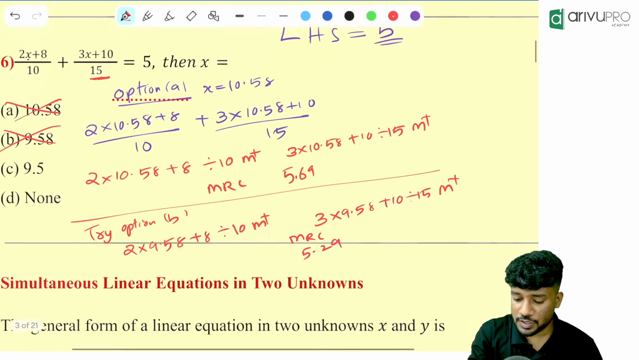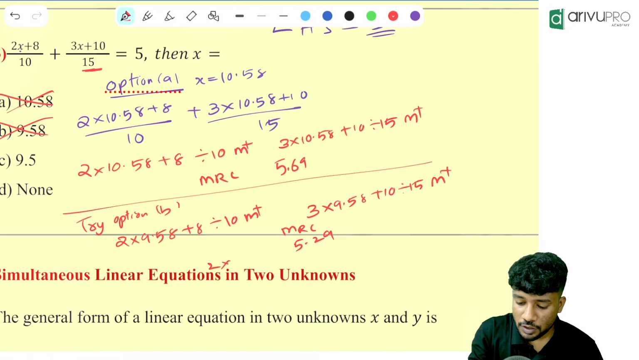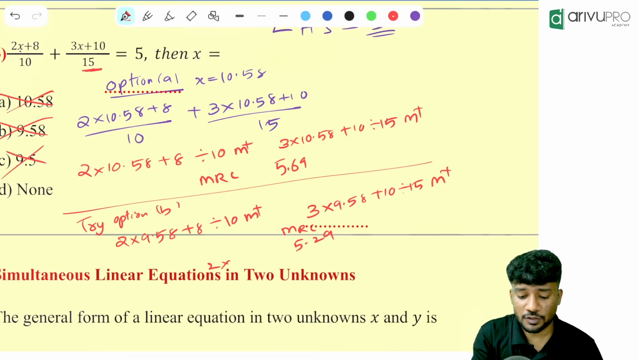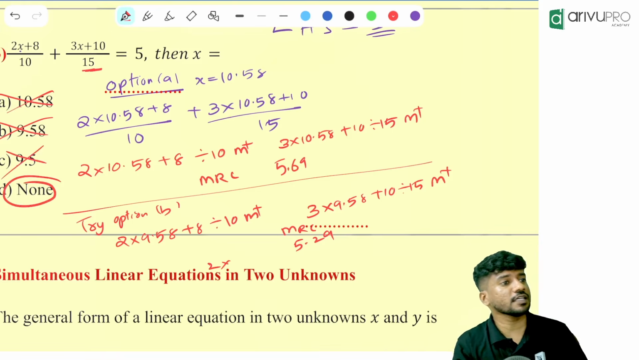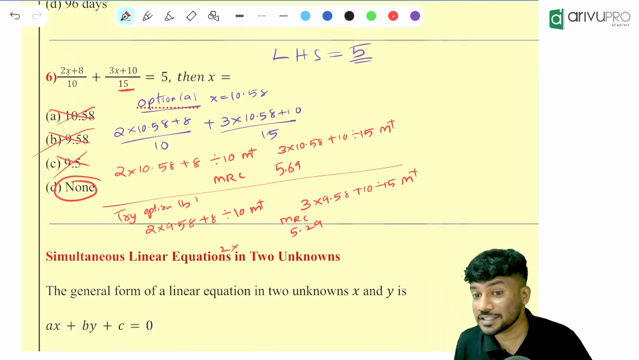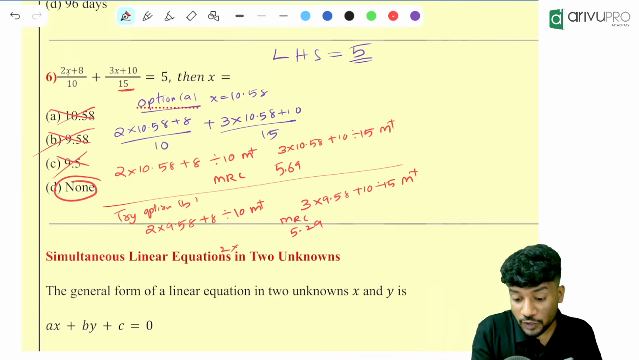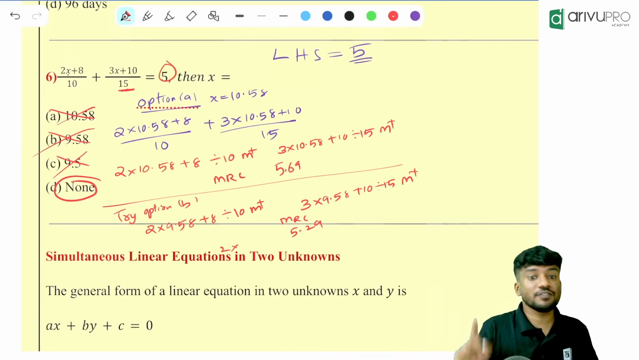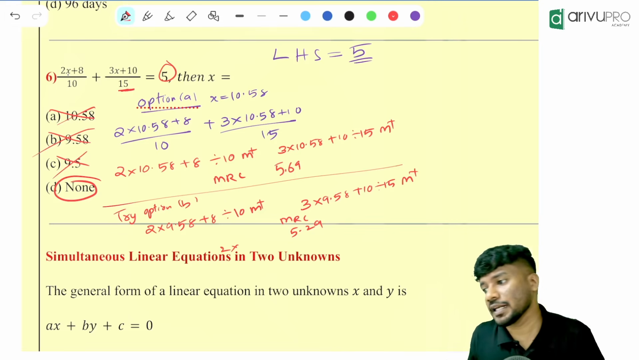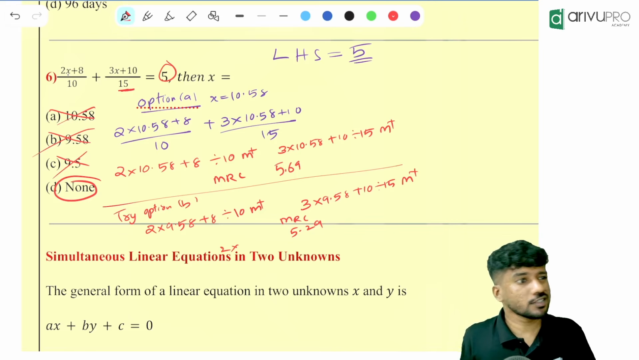Try option C. 5.266. That means option C is also wrong. Which is the only possible answer then? Option D is your answer. Understood? The decimal values are different. Are we looking for an answer exactly 5? Yes. Since option D is there, we'll go for none. Okay. Understood the method, people?